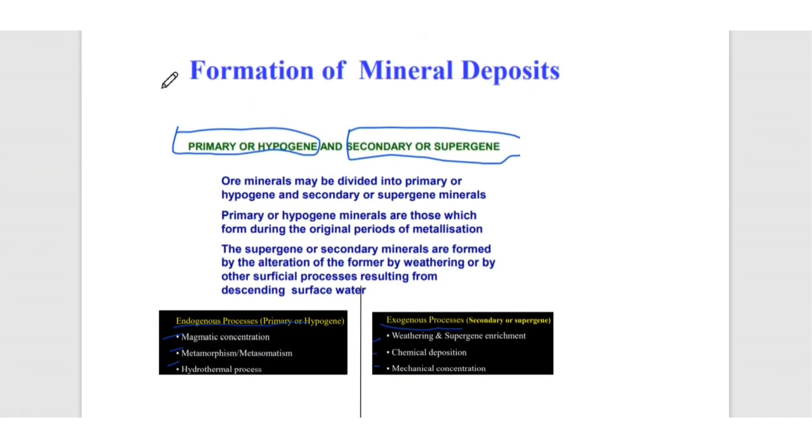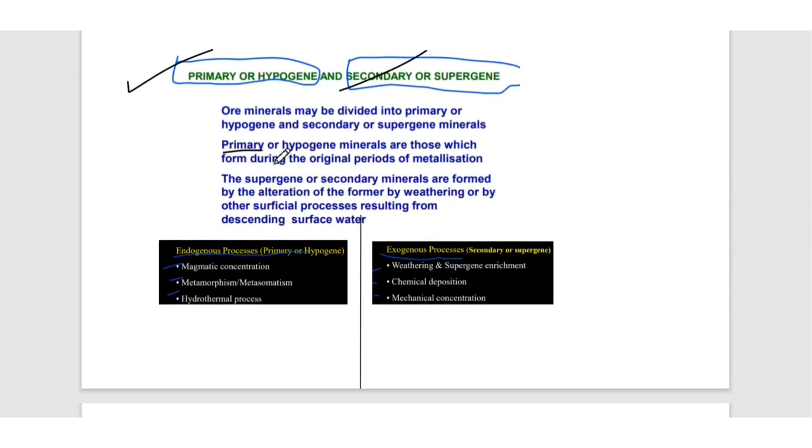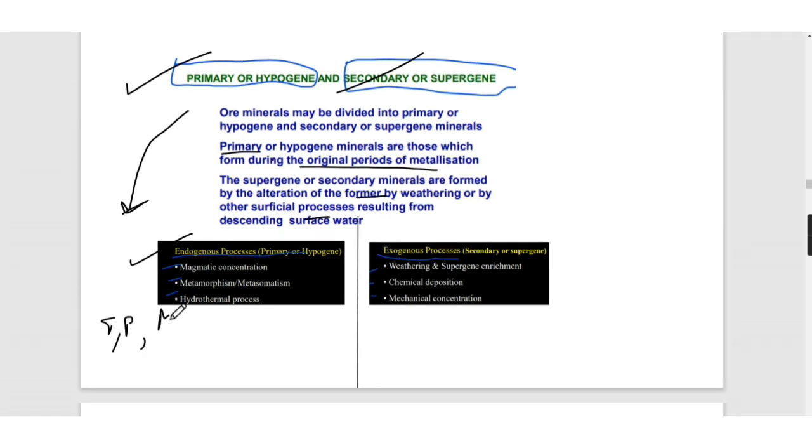If we look at the formation of mineral deposits, they can be either primary or secondary. Okay. Primary or hypogene are those which are formed during the original period of metallization, and supergene are those altered by some weathering effects or some superficial processes. Okay. So primary deposits are basically endogenous. It means there will be the effect of temperature and pressure. Okay. Magmatic effect will be there. Metamorphism will be there. So endogenous processes are magmatic concentration, metamorphism, and hydrothermal.